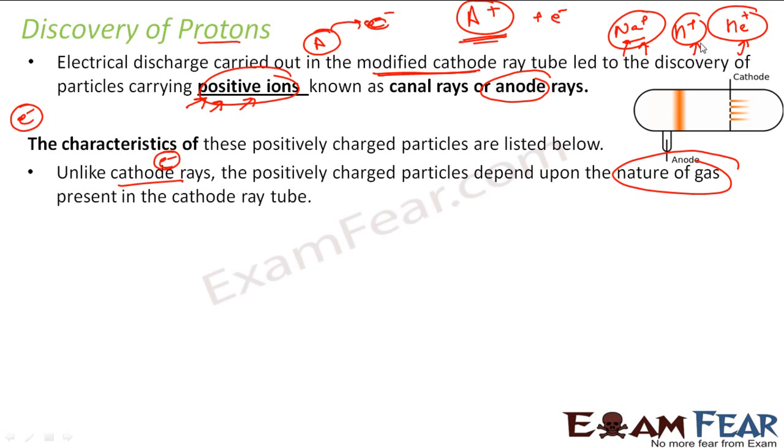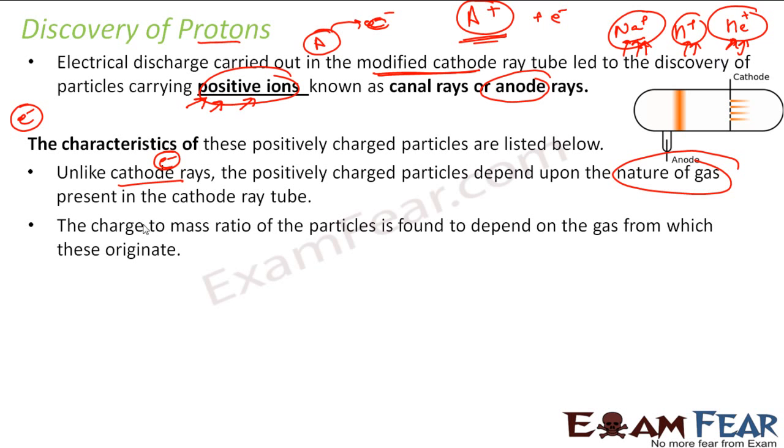Earlier, nature of gas didn't matter for the electron, because for any element, the electron you take out is the same. But here we are talking about ions, so the positive ion is different for different elements. So the nature of gas matters. Also, by this time we knew how to find charge to mass ratio, thanks to J. J. Thomson. They found that the charge to mass ratio also depends on the gas.